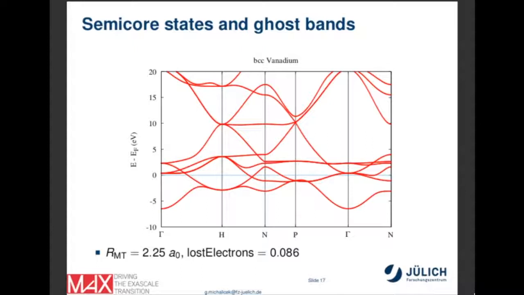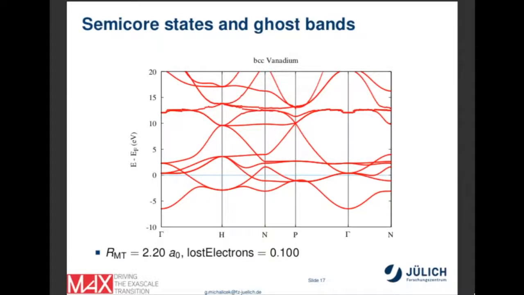So let us have a look at what semicore states actually mean. Here we have the band structure of vanadium, and I calculated this with a muffin-tin radius of 2.25 atomic units. And here I write how many electrons from the core electrons reach out of the muffin-tin sphere. And let's reduce this muffin-tin sphere radius. Then we get that. So you get this very flat band here. And this is actually a ghost band. It's not yet a problem. It's only relevant if you want to visualize the band structure, then maybe you go only to 10 electron volts above the Fermi energy.